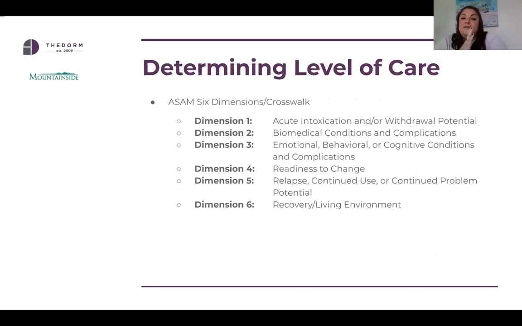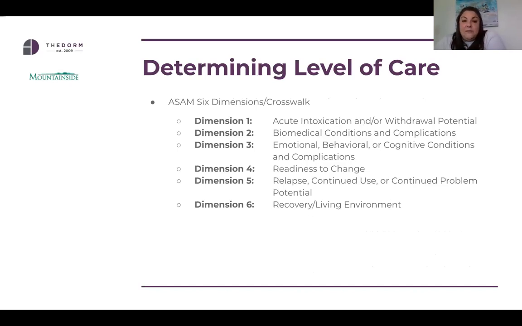Now that we know there's 5 levels of care with some subsets, ASAM then defines 6 dimensions for how to determine where people should go within the continuum. The first dimension they look at is acute intoxication and or withdrawal potential. This means, does someone need detox? Do they need an inpatient detox? Do they need ambulatory detox? Or do they not need detox at all?